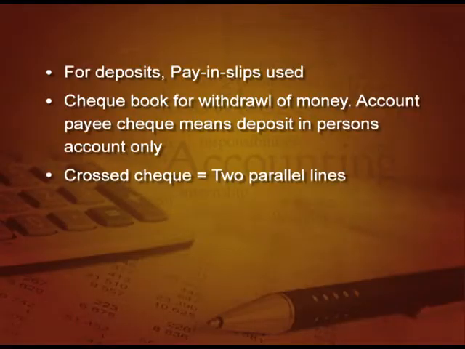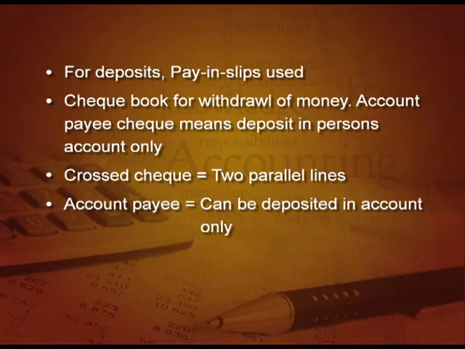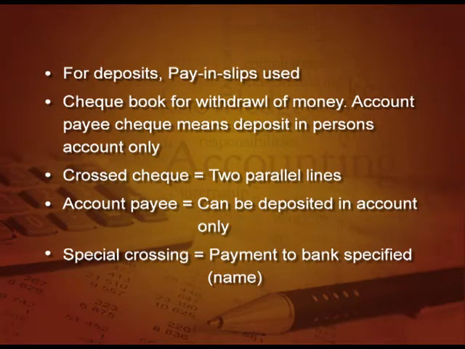Now, what is a cross check? When we put two parallel lines on the face of the check, it is called cross check. Now, this crossing can be of two types. First, as I have told you, account pay, which can be deposited in the account only, but there can be special crossing also. Within those parallel lines, if you have written the name of the bank, then it can be deposited only in that particular bank. That is called special crossing.